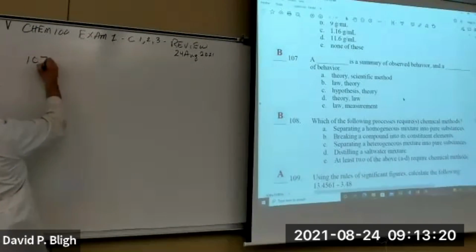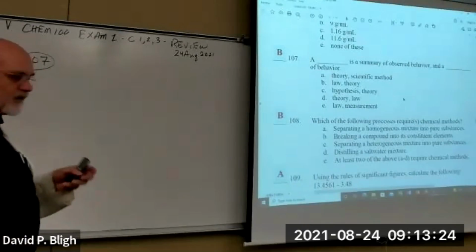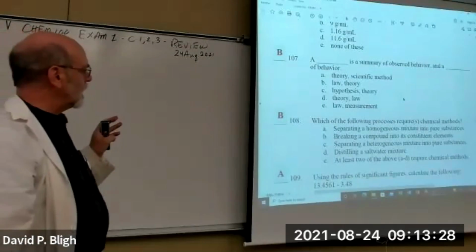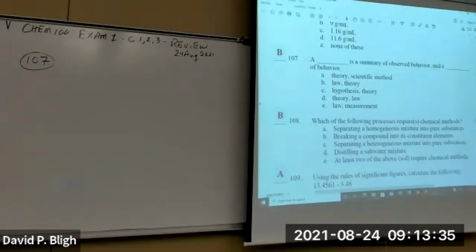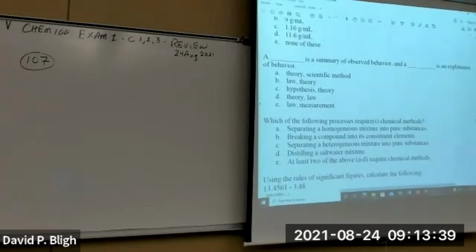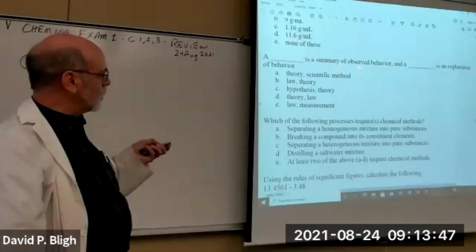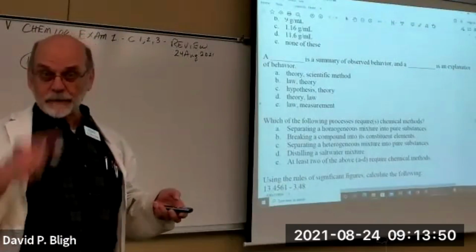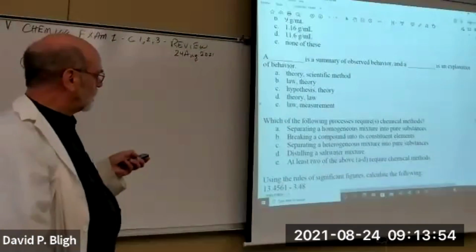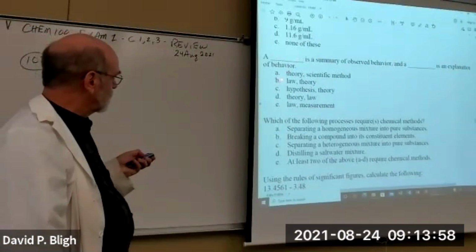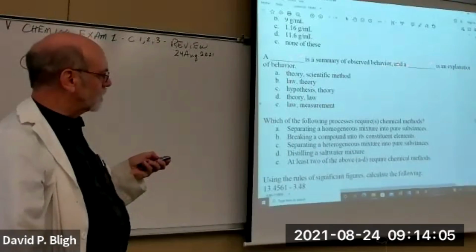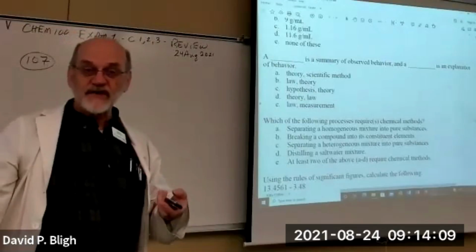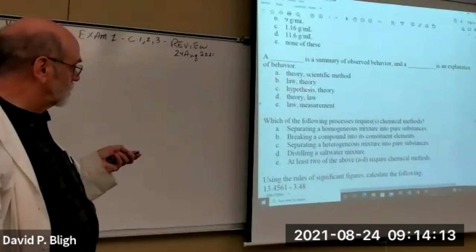This is definition time. A blank is a summary of observed behavior, and a blank is an explanation of behavior. Okay, it didn't make any sense without that extra statement. So which one is a summary of behavior? It's just a law, right? It says nothing about why. So the one that says law in the first position is a candidate. How about this one? A blank is an explanation of behavior. That's a theory. So it has to be this one. Law and theory.